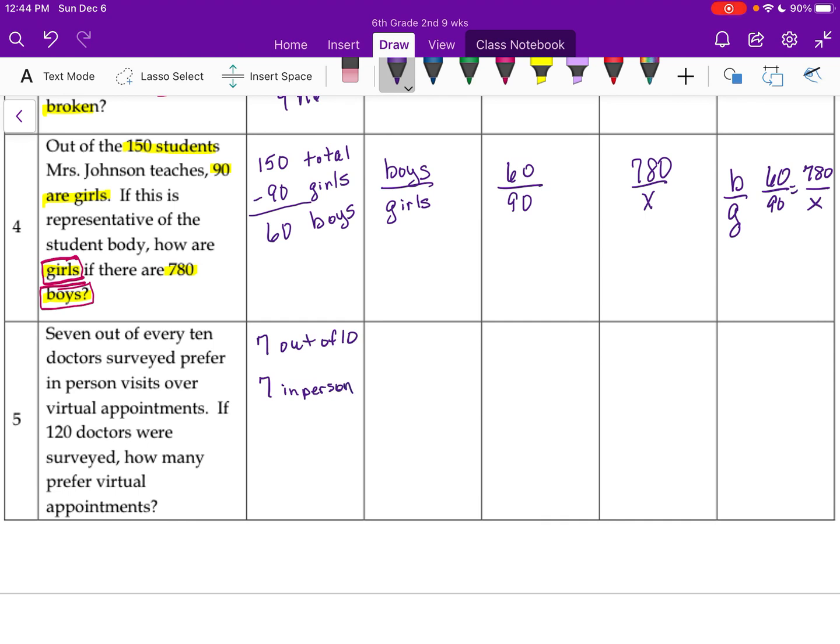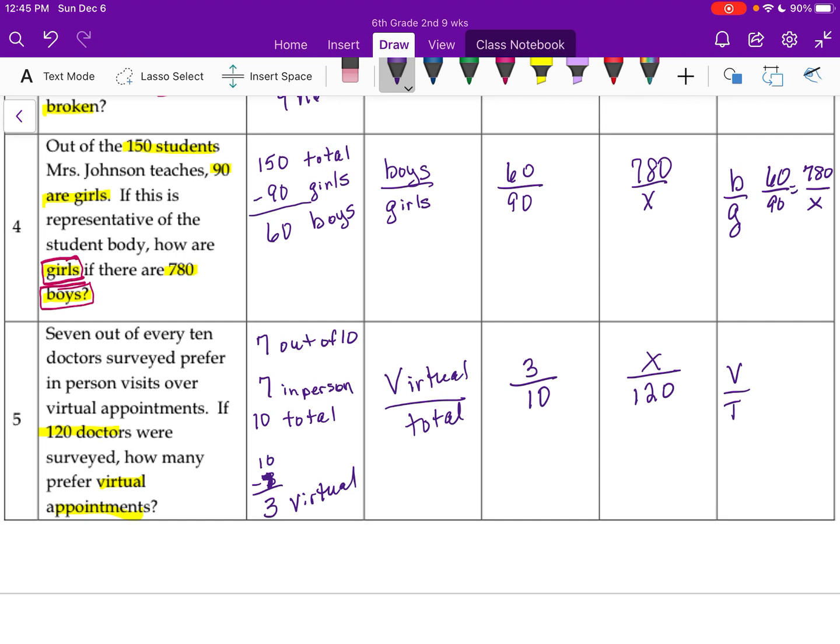So is 10 the virtual or is 10 the total? 10's the total. So how many doctors prefer virtual? So we would say 10 minus 3. No, 10 minus 7 is 3 prefer virtual. If there's 120 doctors in the survey, how many prefer virtual? So virtual to total, right? Because 120 total doctors were surveyed. So from our original ratio, how many prefer virtual? 3 out of, not out of 120, out of 10. Because from our original ratio, there was only 10. And then 120 were total surveyed, and we don't know how many of those chose virtual. Okay, so virtual to total is 3 to 10, which is x to 120.